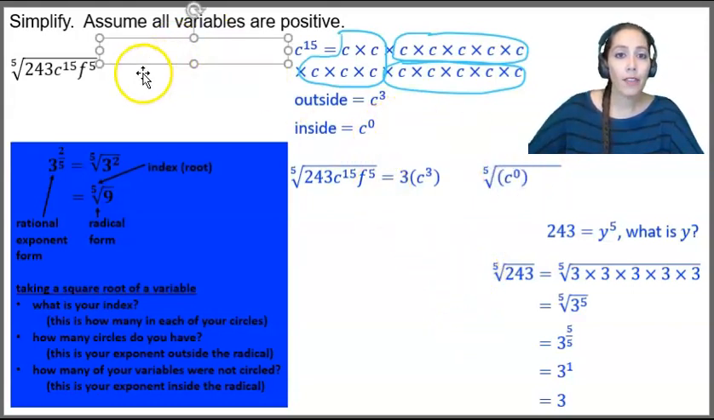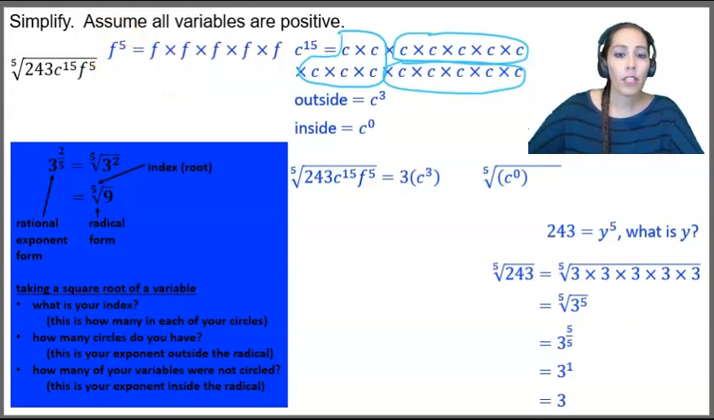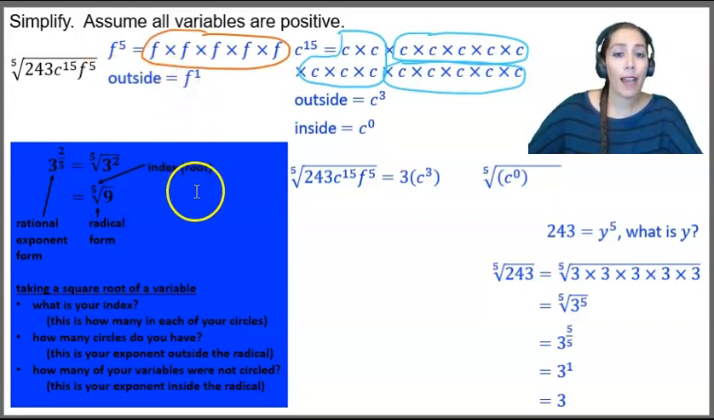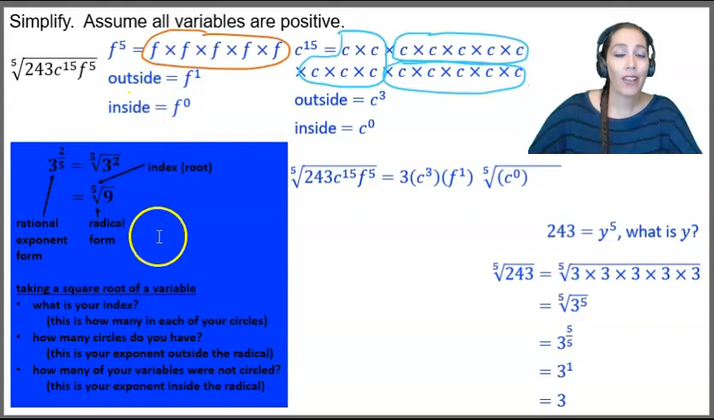We'll do the same thing for f to the 5th power. So we are looking at our index of 5. That means each circle must have 5 f's. We have 1 circle, so that means we are going to have f to the 1st power outside of it. And then how many did we not have circled? None. So we will have f to the 0 in the radicand.